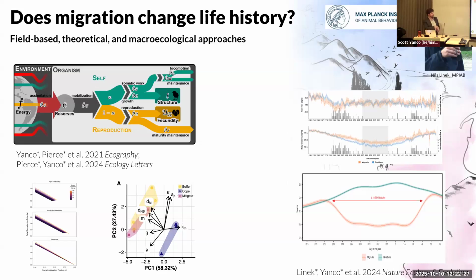But the point is that even in this population, where individuals are switching their strategies year to year, it is pushing them into this completely different energy regulatory regime. It's completely rearranging their physiological strategies just from the behavior alone, again, within individuals. Okay.